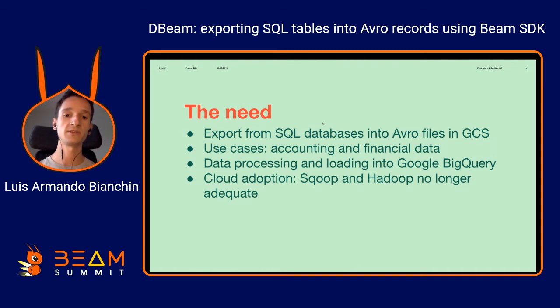And I said 2017 because that was the time when we used to have one of the biggest Hadoop clusters in Europe, but we were moving to Google Cloud. So we had a bit of Apache Sqoop scripts and using Hadoop clusters to run this, but it was no longer adequate to use it. So we wanted to turn to something based on Beam SDK.